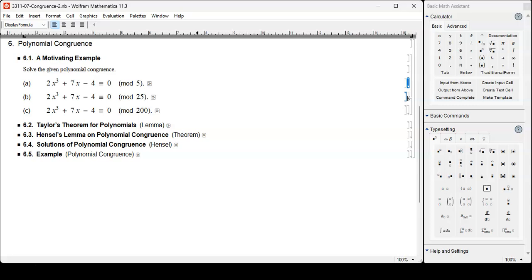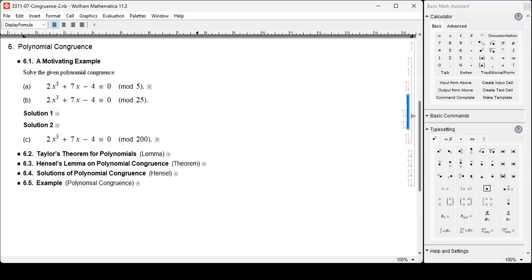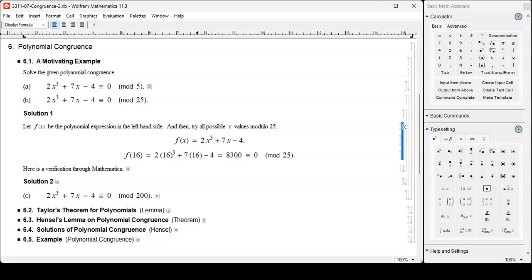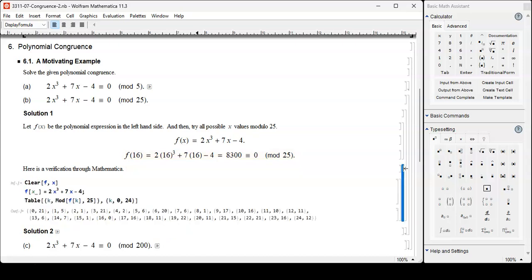Now let's go to the next problem, mod 25. One way is to do the same. F of x is the left-hand side and try all 25 numbers, 0 to 24. And then you'll see f of 16 is congruent to 0, modulo 25. Now this is not completely out of hand for humans if you have sufficient time. Still, it's a bit too stupid. For computers, it's no big deal.